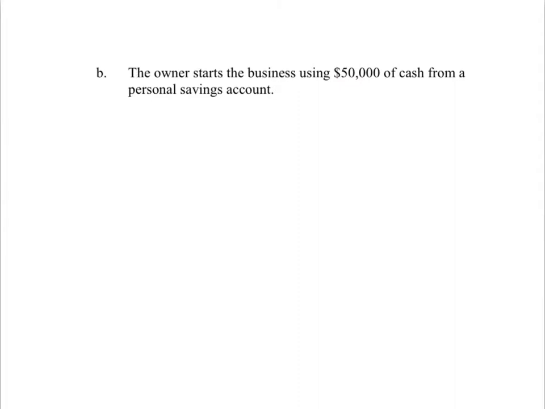Part B, the owner starts the business using $50,000 of cash from a personal savings account. Keyword there, personal. So who owns the money? The owner does. This is his own personal savings account. And so we know this must be an implicit cost. We're using our own money. We're not borrowing it from someone else.